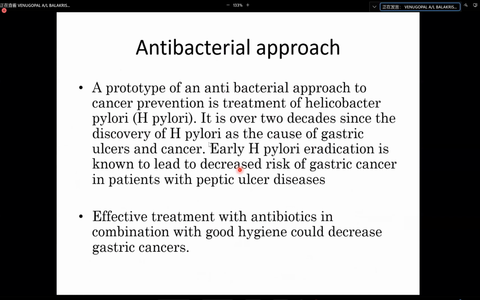Another one is the antibacterial approach. You all know this is something you give, like whenever you go, you take antibiotics. That's the antibacterial approach for H. pylori. It has been over 2 decades since the discovery of H. pylori as the cause of gastric ulcer and cancer. Early H. pylori eradication is known to lead to a decreased risk of gastric cancer in patients with peptic ulcer disease. So if you are diagnosed with H. pylori for gastritis, make sure you take the medication so that it won't develop into gastric cancer. Effective treatment with antibiotics in combination with good hygiene decreases gastric cancer.